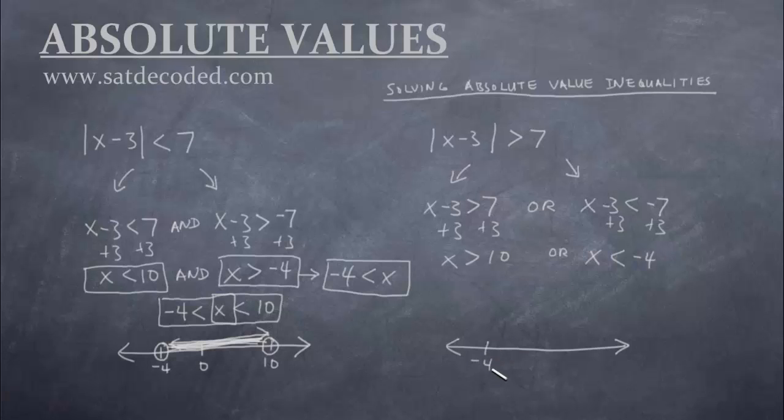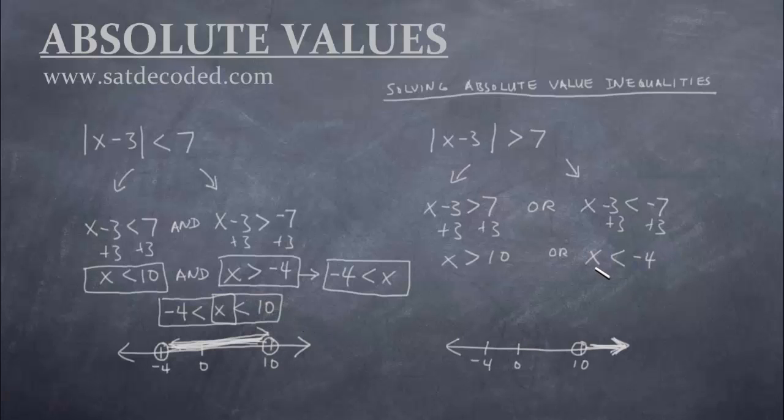So here's -4, here's 0, and let's say here's 10. So the first part says x is greater than 10. So we have an open dot or an open circle, and x can be bigger than that, so everything bigger than that is right here. Or, the word or means either this statement or this statement can be true. They don't both have to be true at the same time. Whereas the word and means these two statements have to be true simultaneously at the same time.